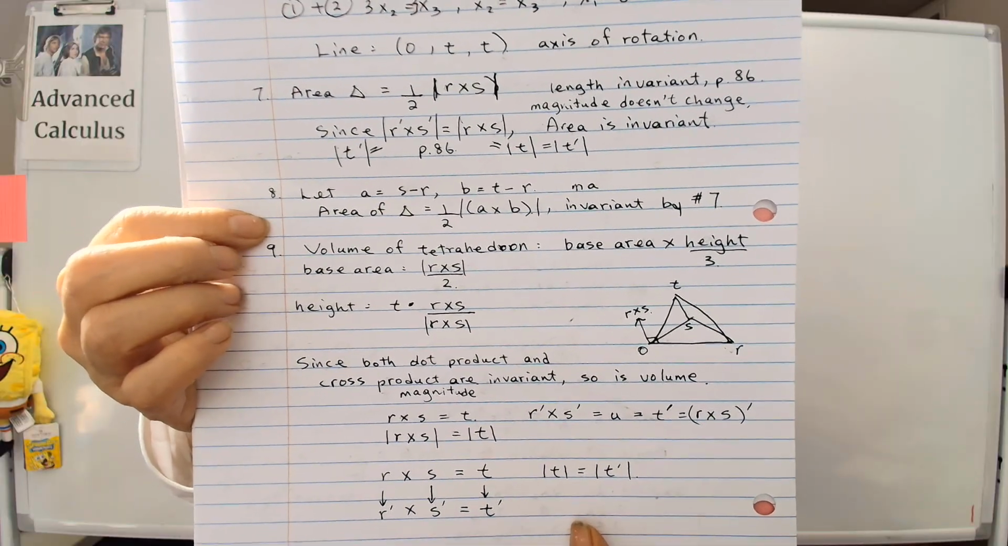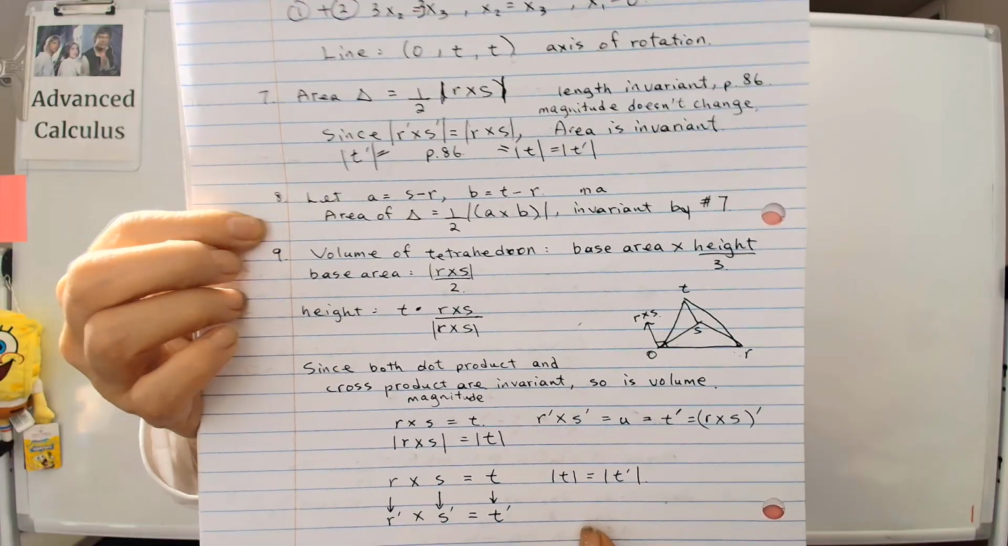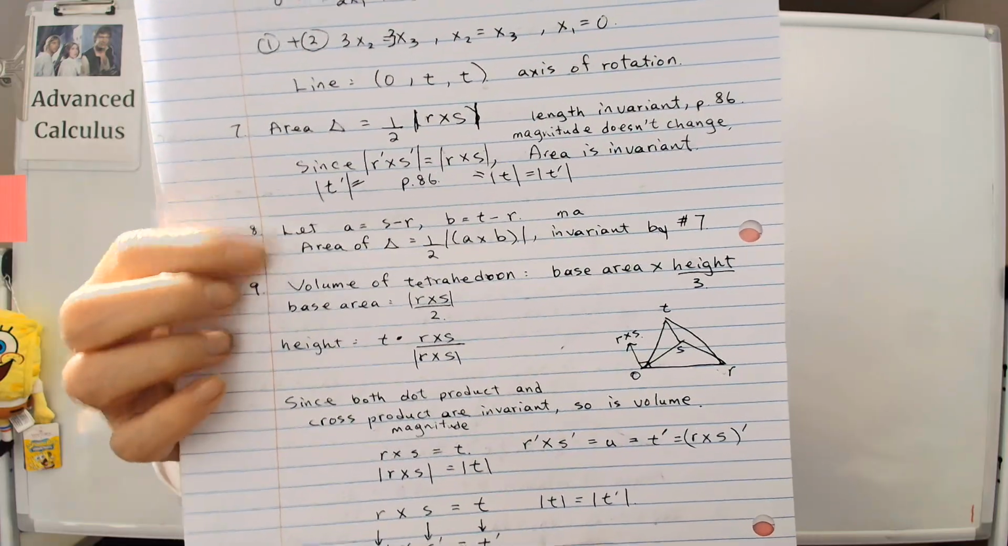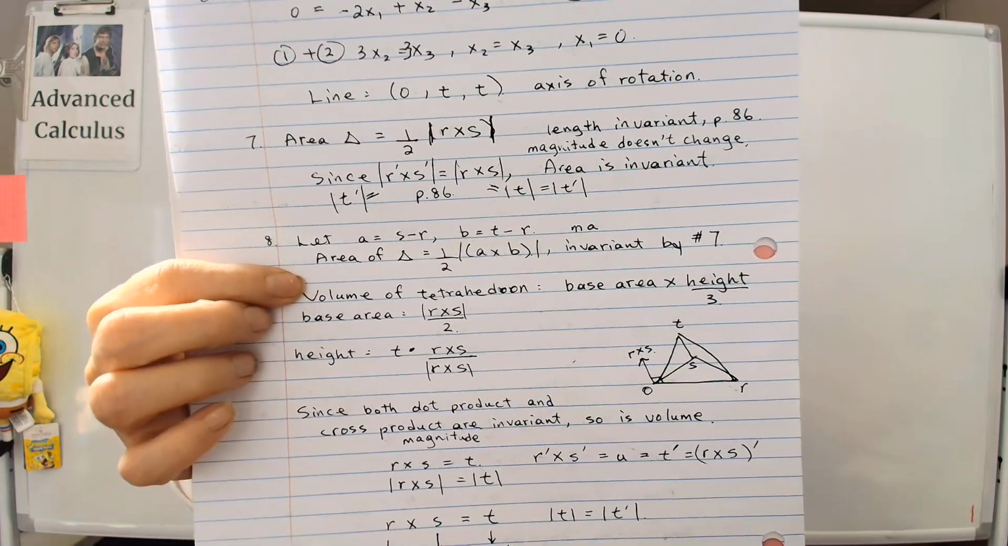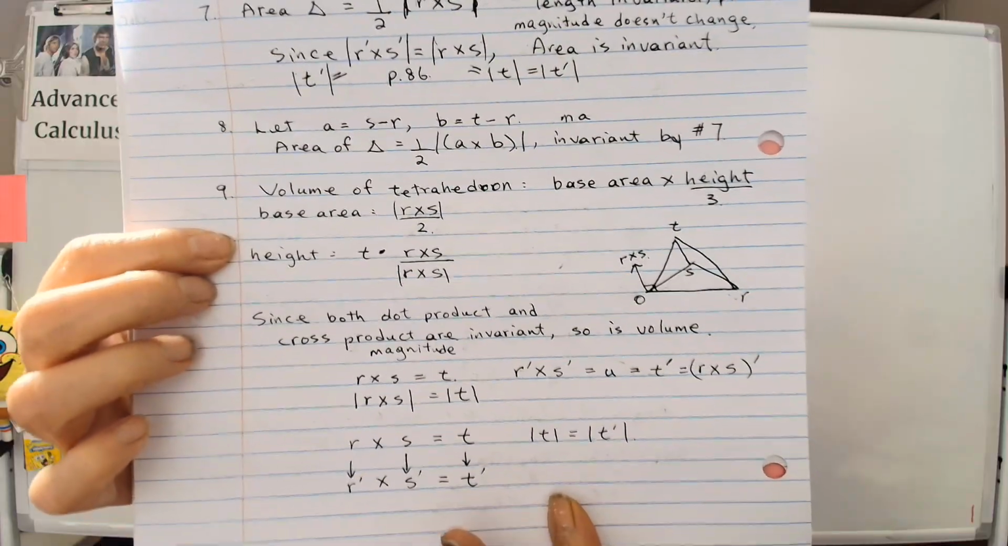Oh yeah, this is something about, is this an area of a triangle again? Yeah, well, it doesn't matter where the triangle is. The same principle in problem 7 again applies, because the magnitude is invariant. Okay, problem 9, a similar situation.